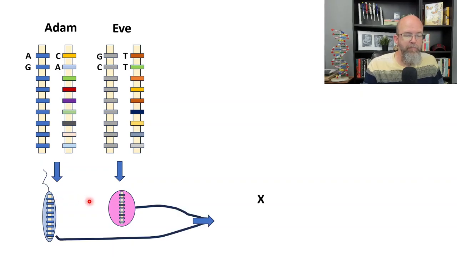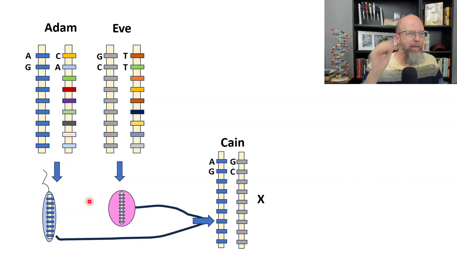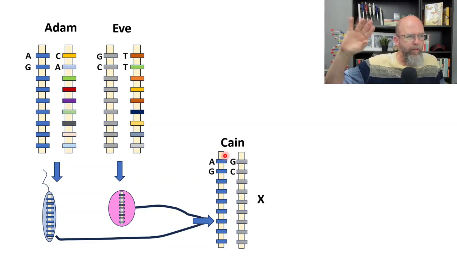The egg and sperm meet, right? And what do they do? They make Cain, all right? And when they make Cain, Cain now has two copies of chromosome number one. Now, this is happening with all the other chromosomes too. The X and the Y are slightly different, but it's still two copies of the sex chromosomes. And so what does Cain have? Well, Cain has these nine things that are different than these nine.